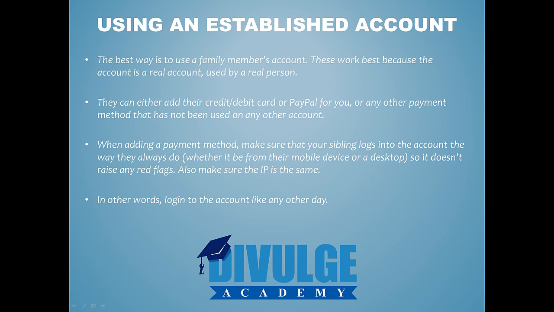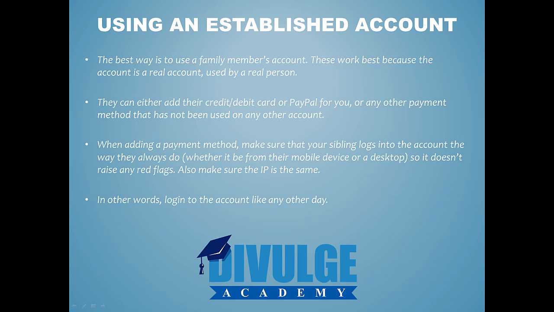So Facebook is going to see it as just another user that has been a member for a while that wants to create some Facebook ads. They have no problem with that, and probably like 99% of the time they're going to let you run ads again. Now, your sibling can either add their credit card or debit card to the account, or they can add their PayPal account. Really, what they have to make sure of is that they don't add a payment method that has recently been banned on another account.